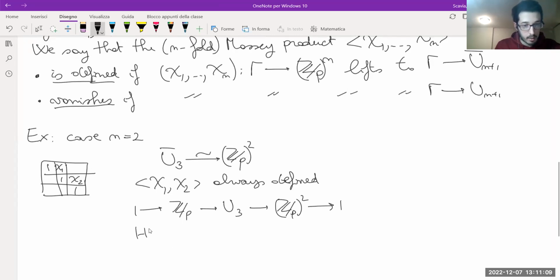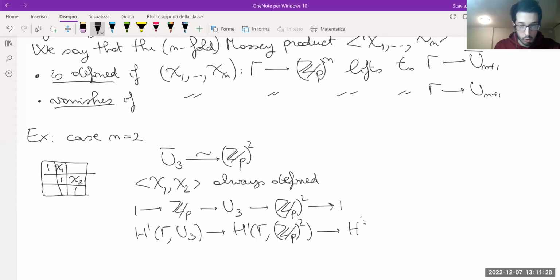So we can take the group cohomology. So what do we have? We have H1(Γ, U3), H1(Γ, Z/p squared), and H2(Γ, Z/p). So now here we have our chi1, chi2.